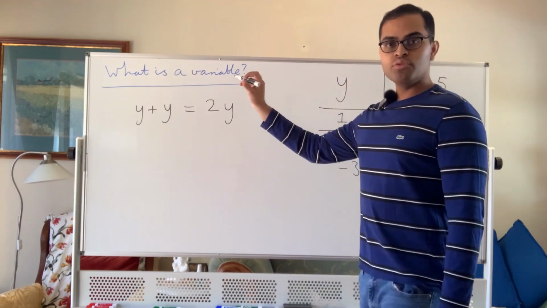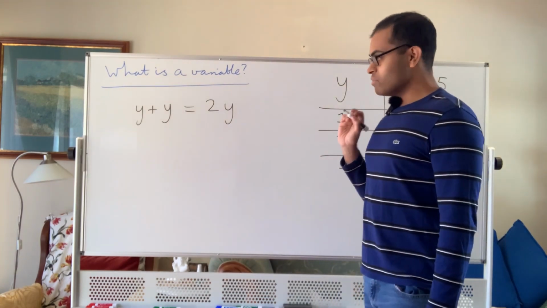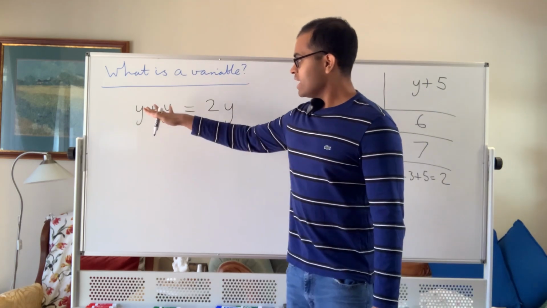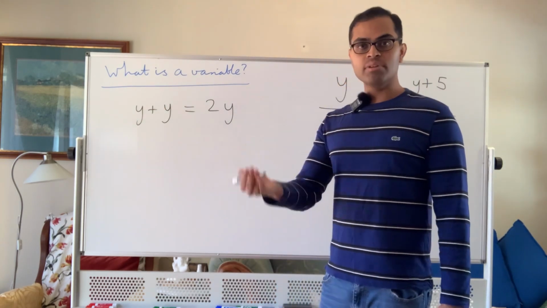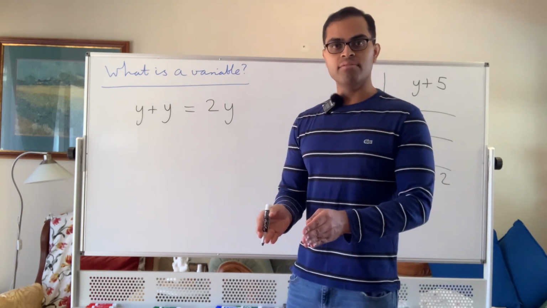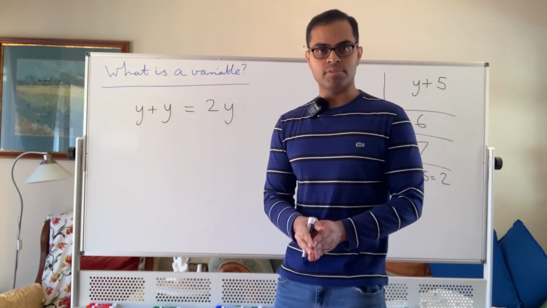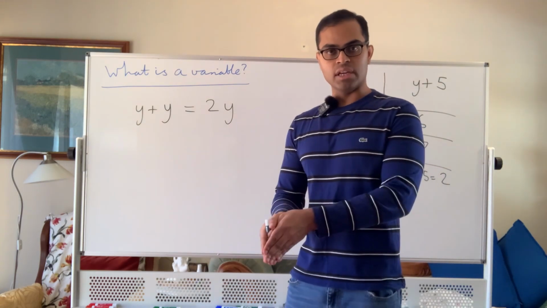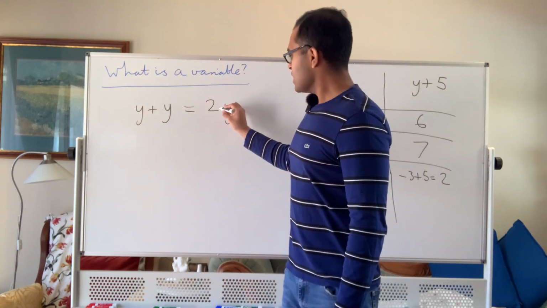Now when I say 2y, what I really mean is 2 times y. Another way of looking at it is whatever y is, if you add it to itself, it's the same as multiplying it by 2. 5 plus 5 is equal to 10, which is 2 times 5. 3 plus 3 is equal to 6, which is 2 times 3. So really I should put a times here.